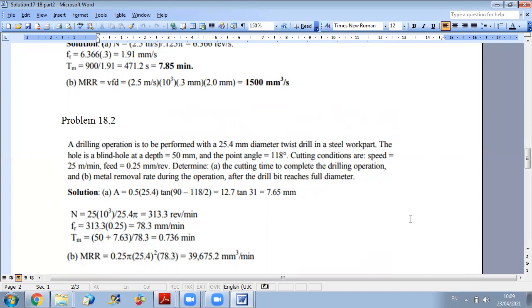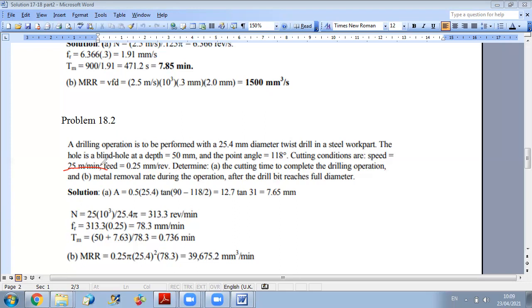The cutting conditions are a speed of 25 meters per minute. This represents the rotational speed of the drill. We have a feed of 0.25 millimeter per revolution, and we have to determine the cutting time to complete the drilling operation and the metal removal rate during the operation after the drill bit will reach the full diameter.